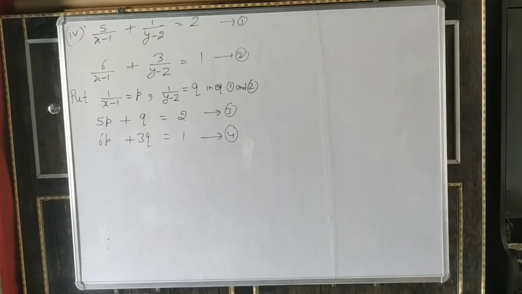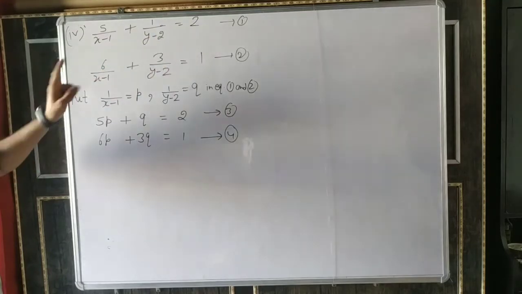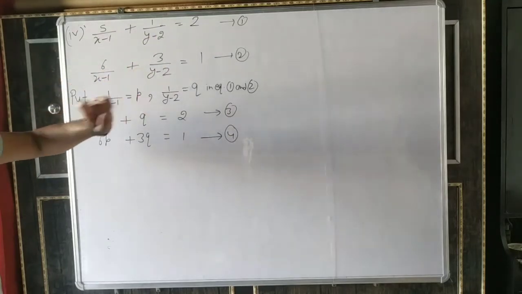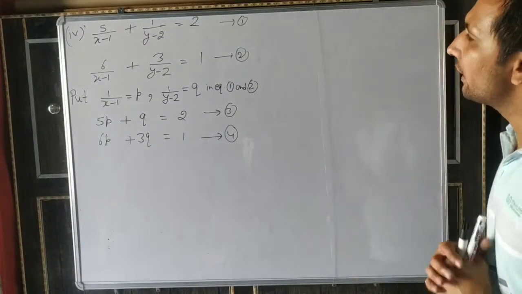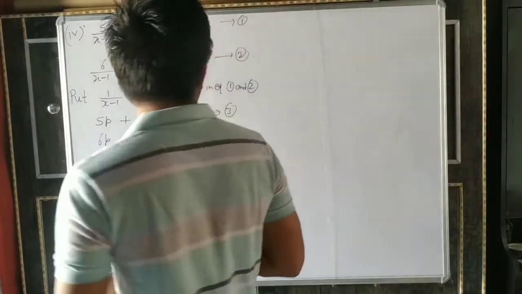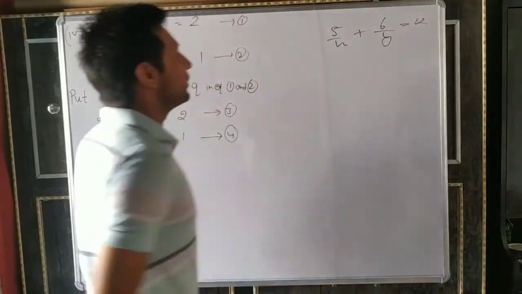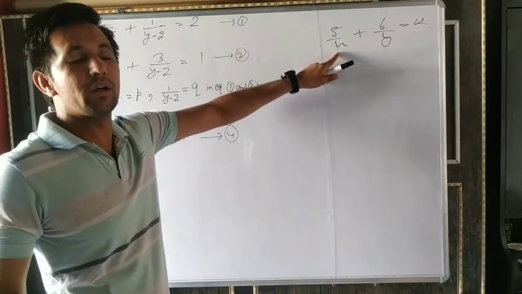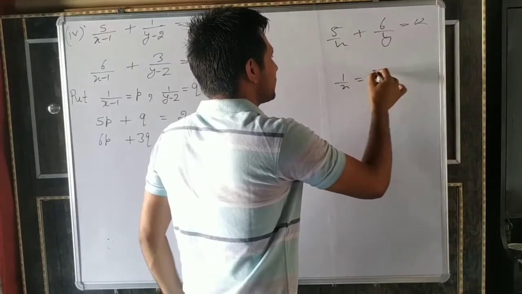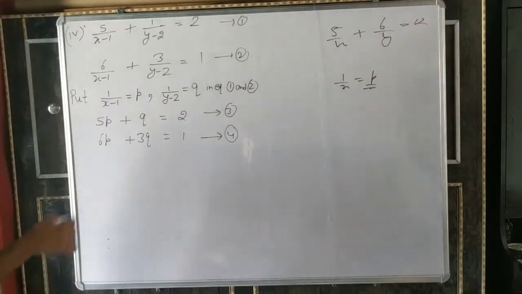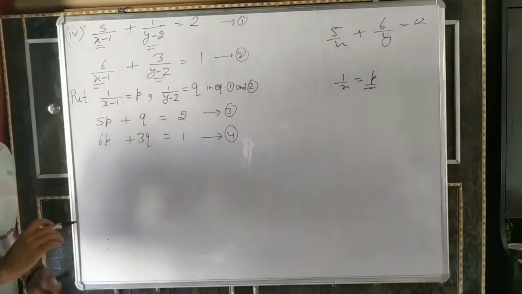Now fourth part: 5 upon x minus 1 plus 1 upon y minus 2 equal to 2, and 6 upon x minus 1 plus 3 upon y minus 2 equal to 1. First we will reduce the equation to general form. In the previous question, 5x plus 6 upon y equal to 12 was given, and whatever is in the denominator we put as 1 upon x equal to p. But here every time it is x minus 1 and y minus 2, so first we will convert.